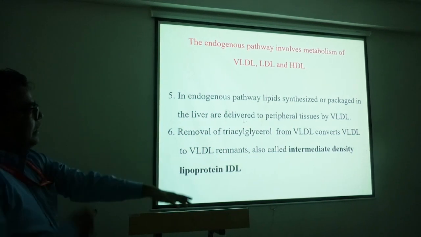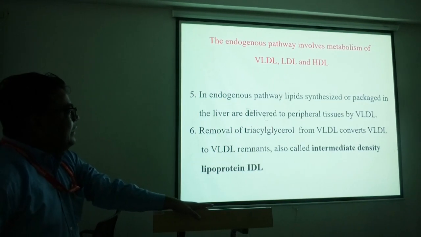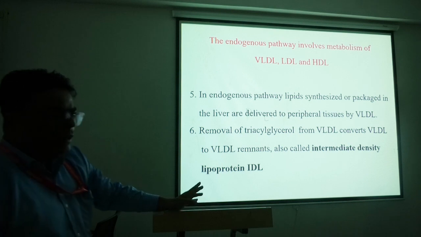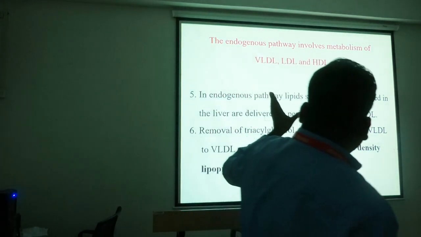Now, the endogenous phospholipid is synthesized and packed in the liver and delivered to the peripheral tissue by VLDL. Removal of triglyceride from VLDL converts VLDL into a VLDL remnant, which is called IDL. We already discussed these points.